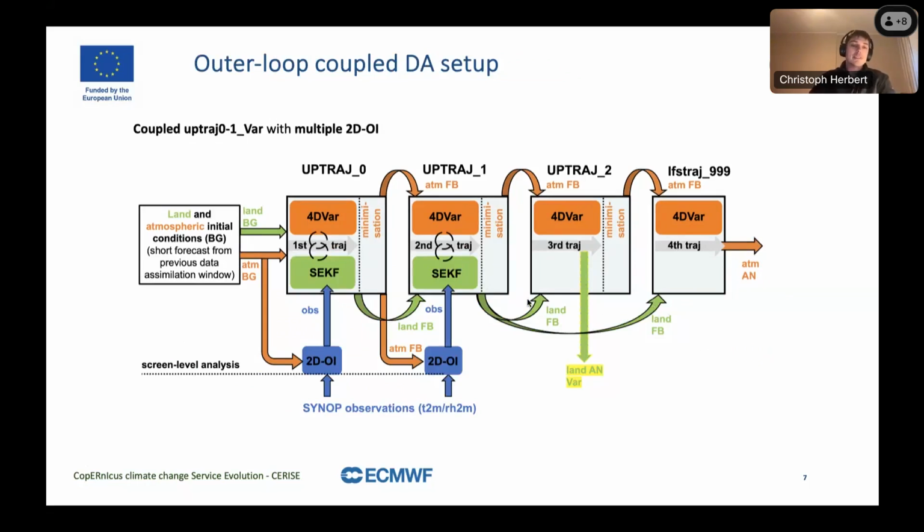So the SEKF is running a coupled trajectory, or there's a possibility to activate the SEKF in a coupled trajectory together with the 4D-Var. And then here you see that we can update the consecutive outer loops with the new land feedback, the updated initial conditions. And also for the SEKF, we can run it with the updated atmospheric feedback. And this is one of the example setups, but the idea is to try different configurations.